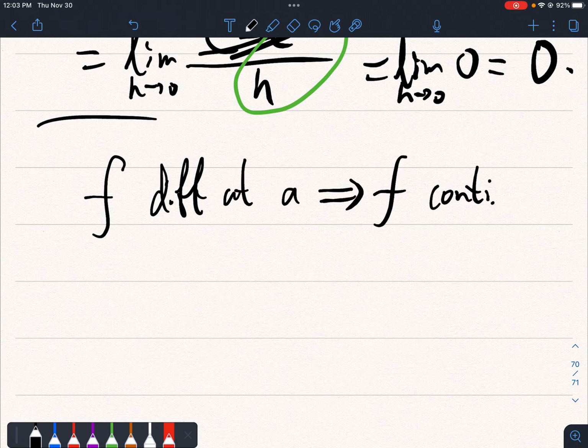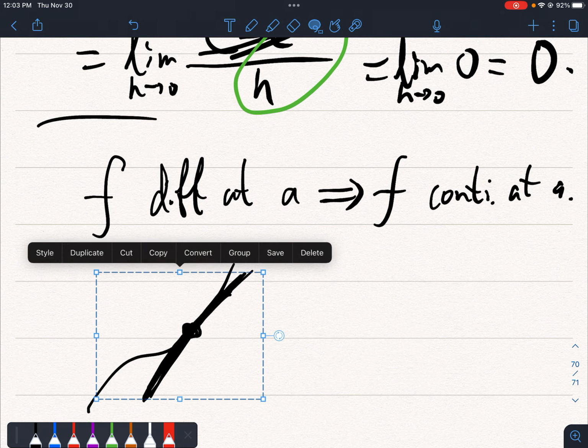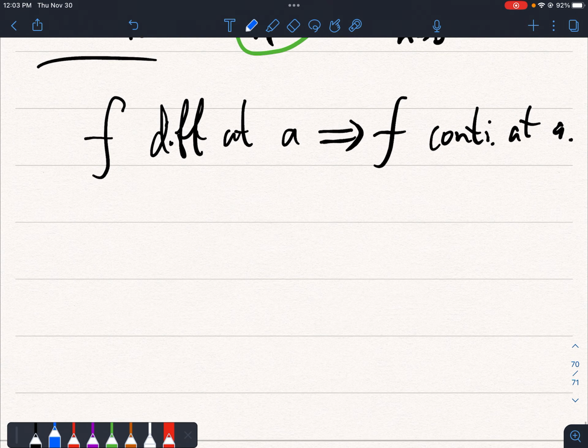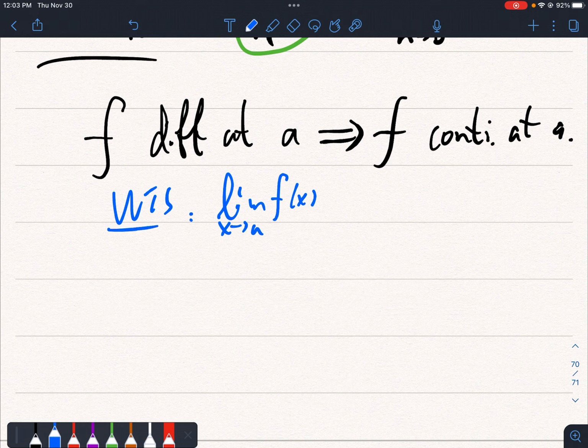What we can show is that if f is differentiable at a, then we must have that f is continuous at a. It makes sense because locally, you can find some linear line that can approximate the graph very well. So it should be at least continuous, because continuity is not so much. Okay, so let's prove it.